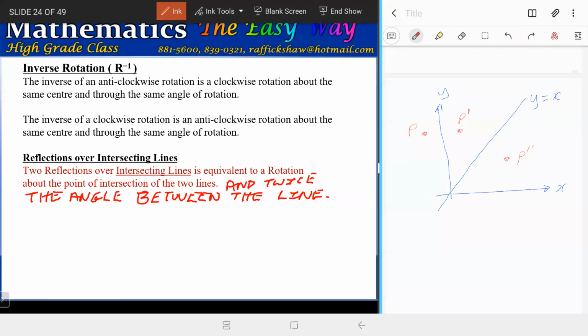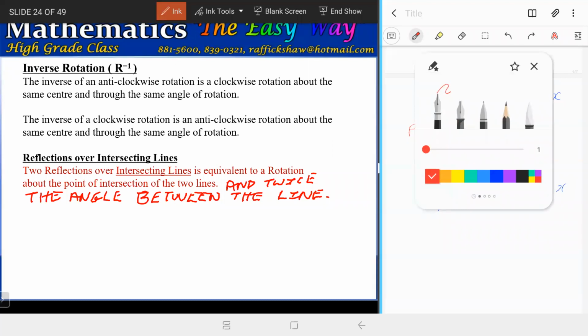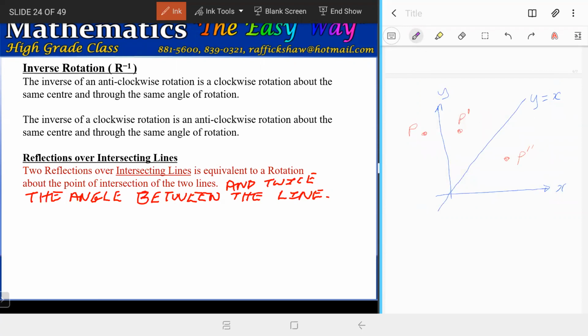And you did those two reflections. Then what we are saying is that to go from this first point to this last point, all we need to do is a rotation, this way. The center of rotation is the origin, you know. What will be the angle of that rotation? Since the angle between the two lines is 45 degrees, what will be the angle of the rotation?